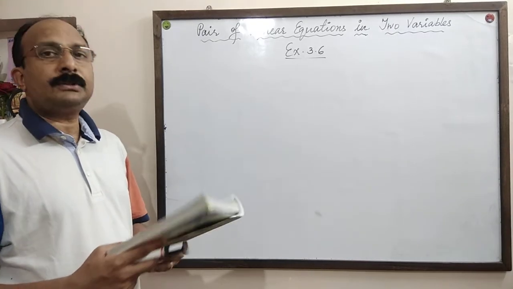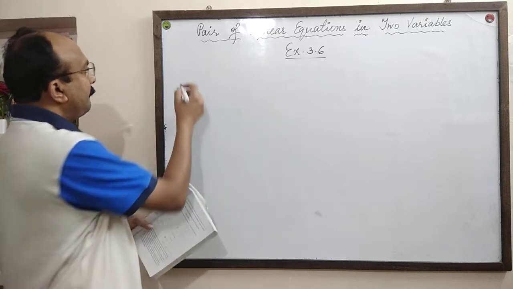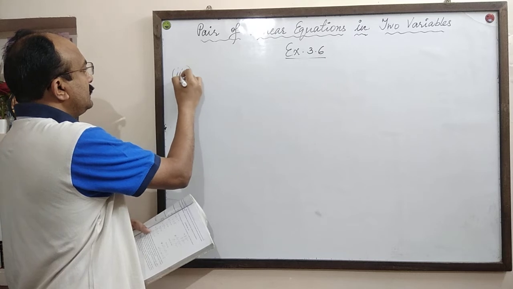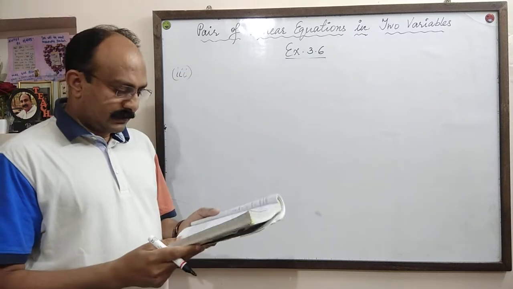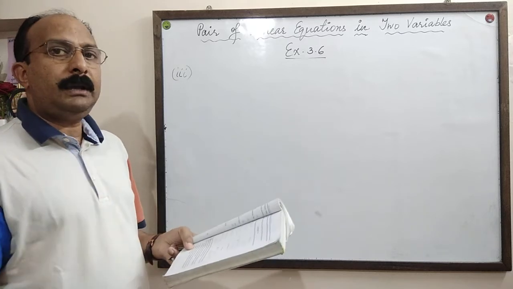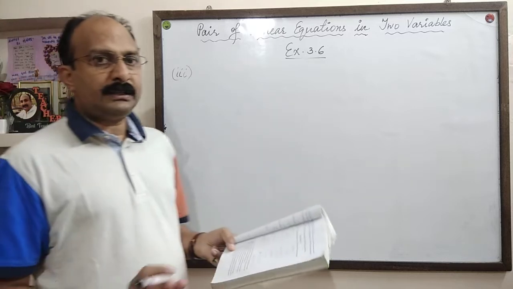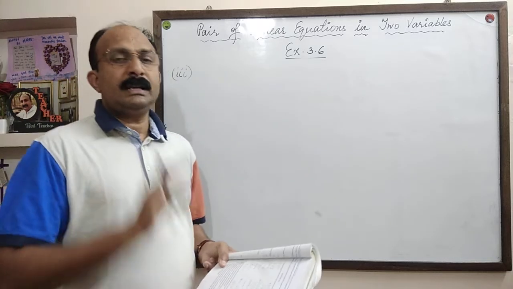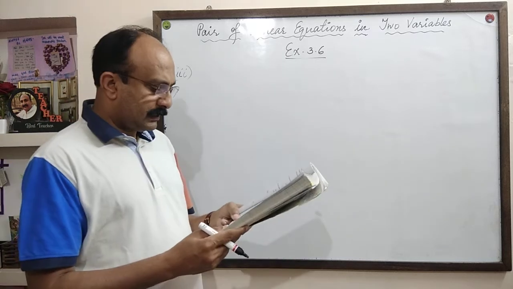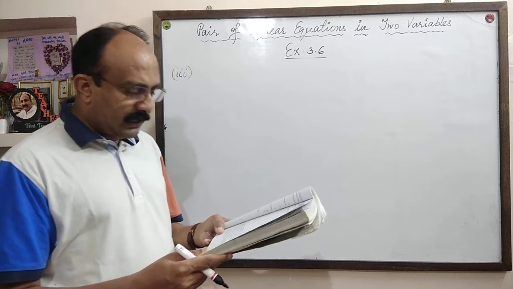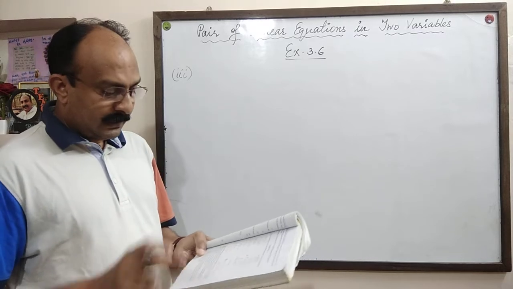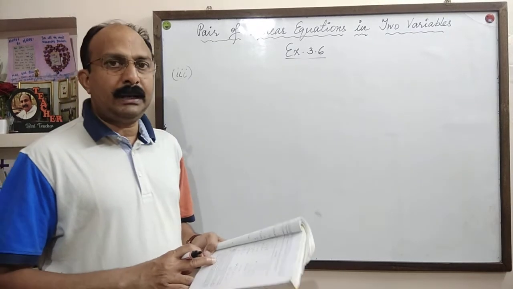Now the last question, question number 3. Ruhi travels 300 kilometers to her home, partly by train and partly by bus. Out of this total distance of 300 kilometers, she travels some distance by train and the remaining by bus. She takes 4 hours if she travels 60 kilometers by train and the remaining by bus. If 60 kilometers by train, what is the remaining distance?